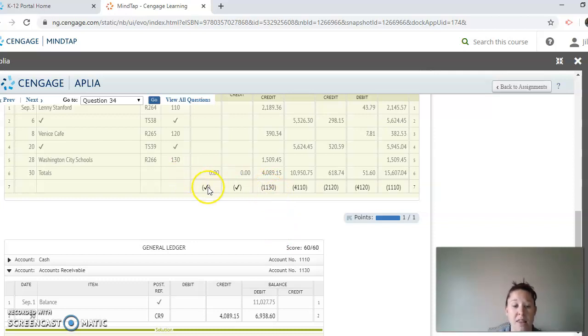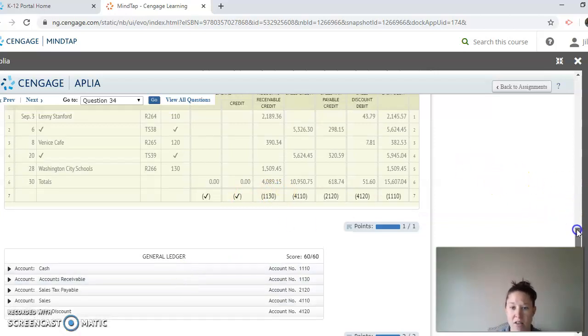Also, in the debit and credit columns, there's nothing to post, obviously, because there's zero balances. So we're just going to put check marks, and that will go in parentheses. And I think in MindTap, if you put a V, that will turn it to a check mark for you. And again, 1130 will automatically be put in parentheses for you.